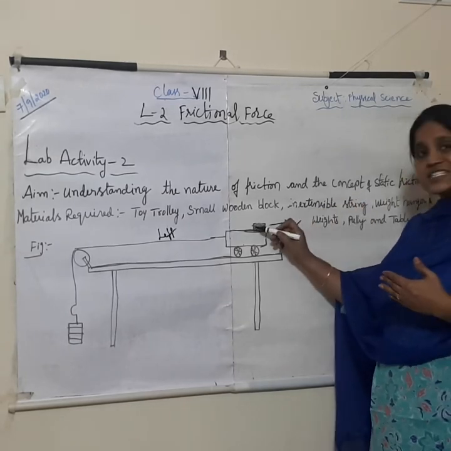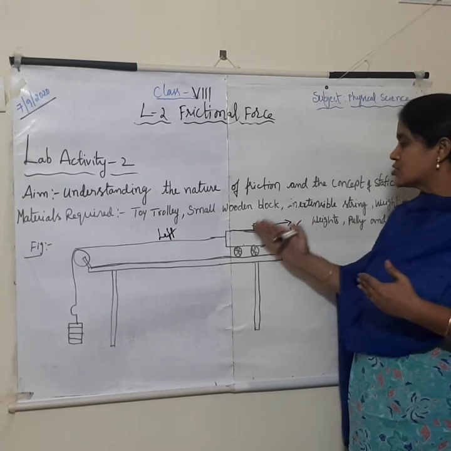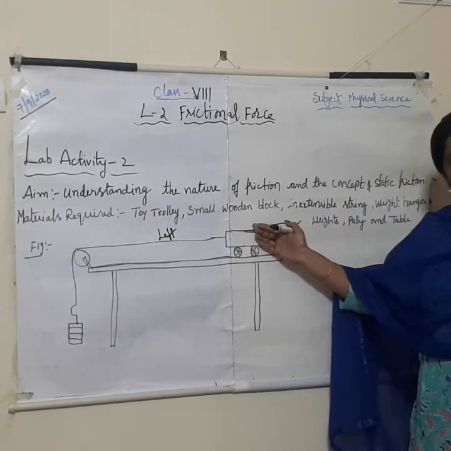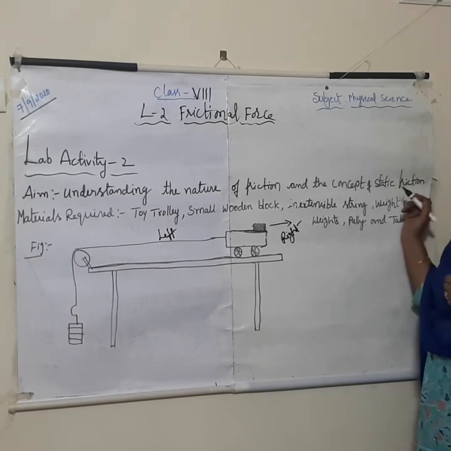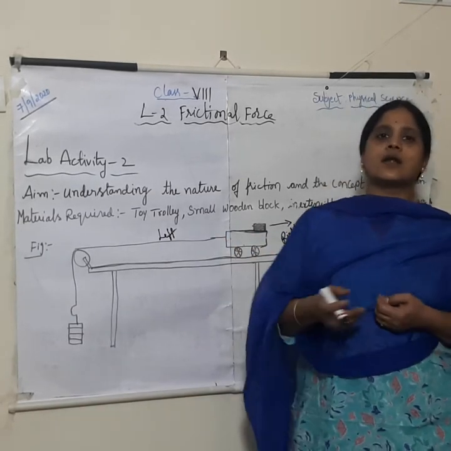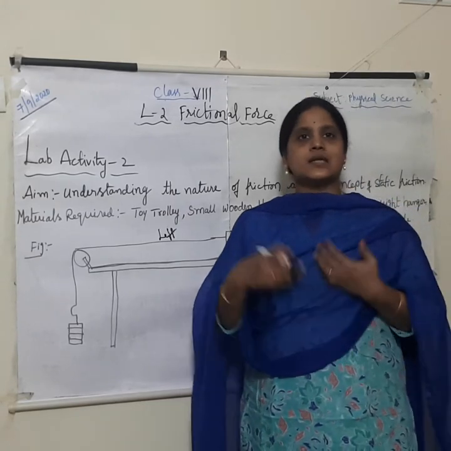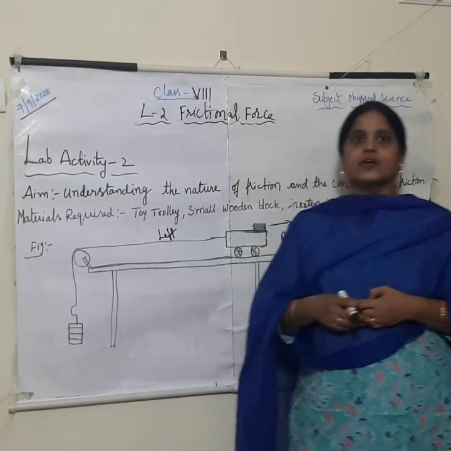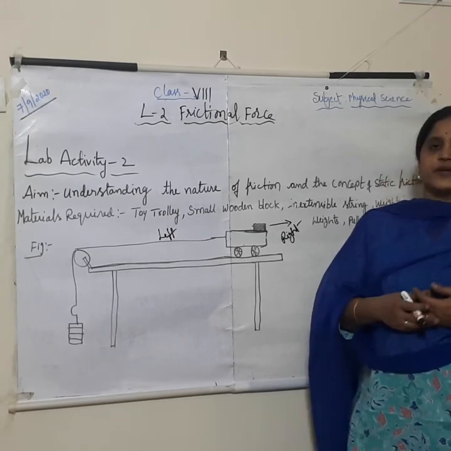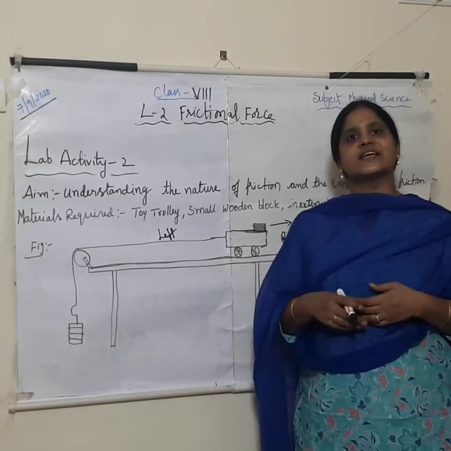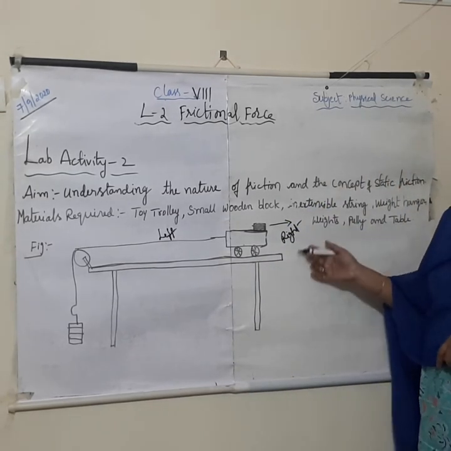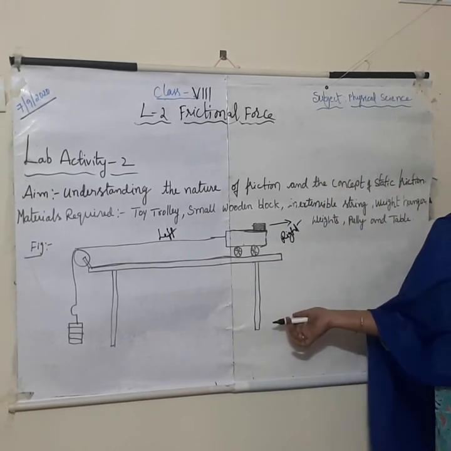It means it is sliding. When the trolley starts moving towards the left, the wooden block starts moving right, which means it is sliding. At that condition it has sliding friction. So what is sliding friction? Sliding friction is the friction which comes into play when the surfaces of two objects are in contact with each other. Okay, so this is the procedure part.